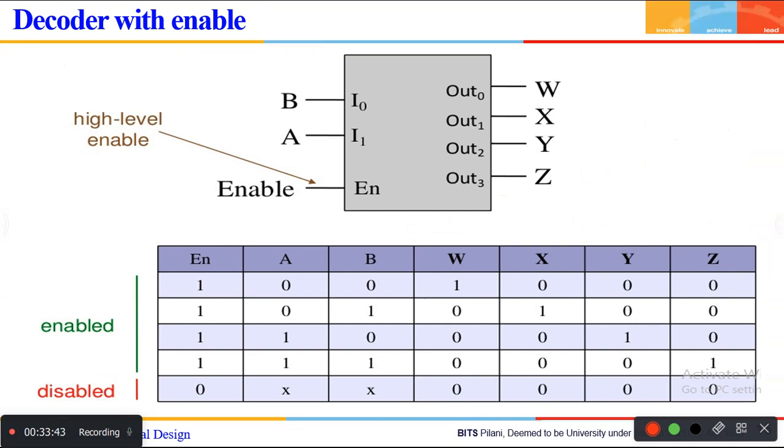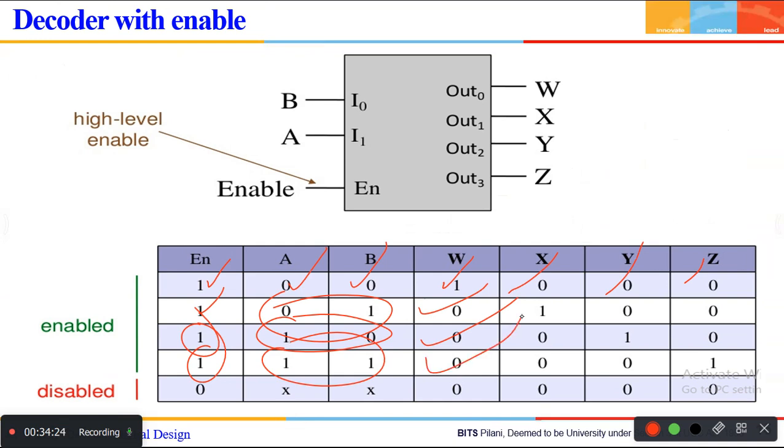See here, see the truth table. When the enable is 1, A 0, B 0, your W is 1, X is 0, Y is 0, Z is 0. That means it functions according to the decoder. Fine. Now similarly, when enable is 1, combination is 0, 1, it works according to the decoder function. When enable is 1, combination is 1, 0, it works according to the decoder function. Enable is 1, input is 1, 1, works according to the decoder function.